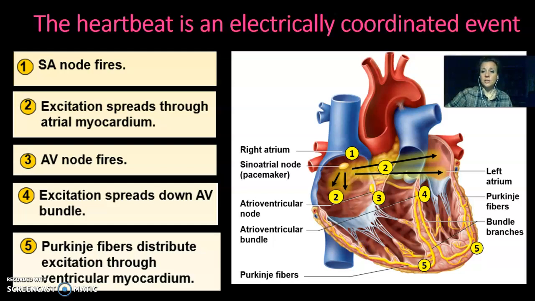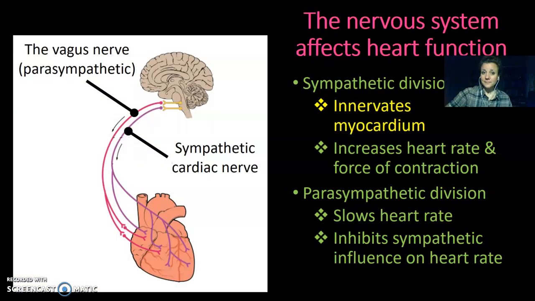And then the Purkinje fibers will distribute excitation through the ventricular myocardium. You may be interested to know that both the sympathetic division and the parasympathetic division of our nervous system innervate the heart. And so, our brains can affect the speed or the rate at which our heart is contracting.